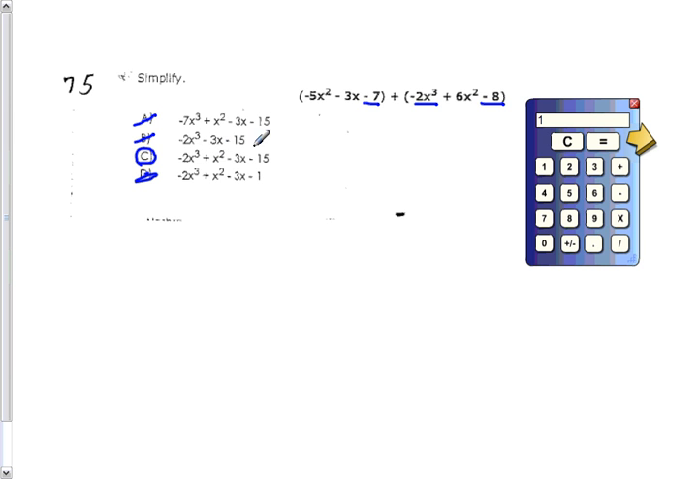That is simplifying a polynomial. Just take it step by step. Remember to check your sign in the middle, make sure it's addition. If it had been subtraction, change that to addition, and then change all the signs that come after that.